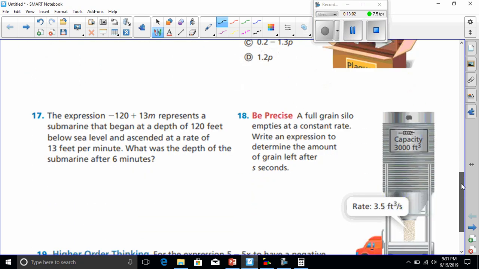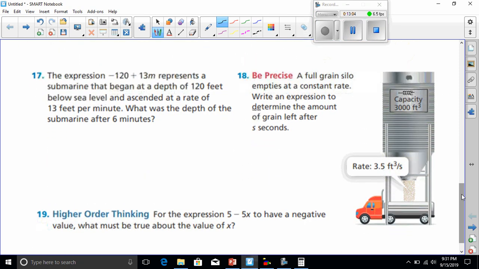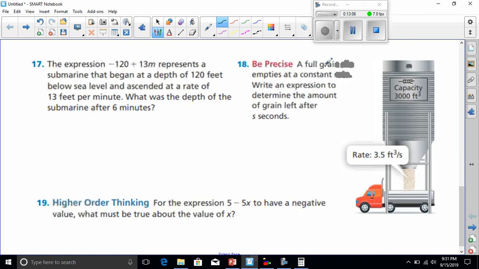Let's see, the last one I have is number 18. Number 18 says a full grain silo empties at a constant rate. Write an expression to determine the amount of grain left after S seconds. Well, we don't know how many seconds are going to go. We do know the silo here has 3,000 cubic feet of grain in it.